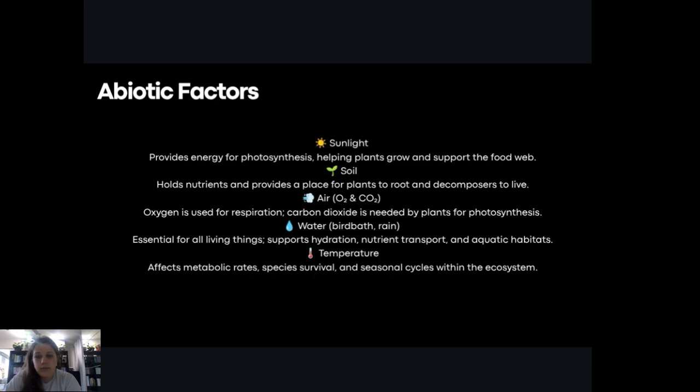Water, from the rain or the bird bath in my ecosystem, which is essential to all living things, supports hydration, nutrients transport, and aquatic habitats. And temperature, which affects how species grow and behave throughout the year. These elements work together to support all life forms.